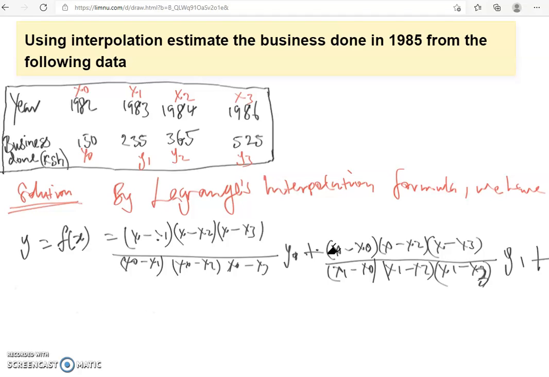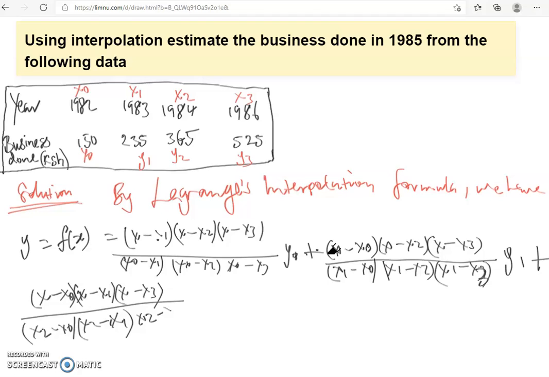Plus, let's have x minus x naught, this will be x minus x1. This is x2, so it will be x minus x3. Divide this by x2 minus x naught, x2 minus x1, this is x2 minus x3. Multiply this by y2.